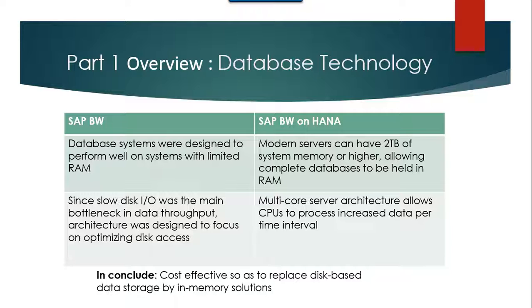But for the new technology, SAP BW on HANA, a modern server can have more than 2 TB now, allowing the complete database to be held in RAM. Multi-core server architecture allows the CPU to process included data per time interval. It is cost-effective, so as to replace disk-based data storage with an in-memory solution. So it means it replaces the disk-based with the in-memory solution.